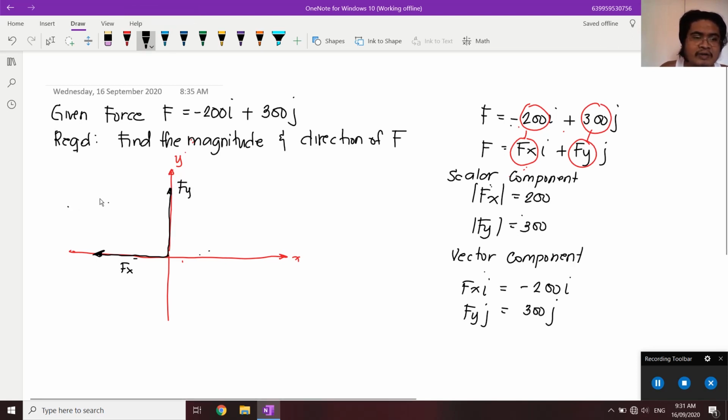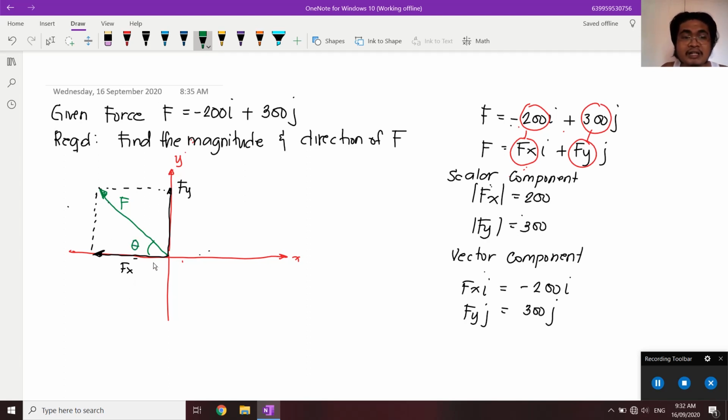So, kung gagawa tayo ng parallelogram, our resultant will be nandito. Yan. This is our f, yun yung force f mismo, and this is the angle theta. So, ang tinatanong sa atin is the magnitude. Kung tutuusin, same lang din ang procedure ng paggawa natin ng magnitude.